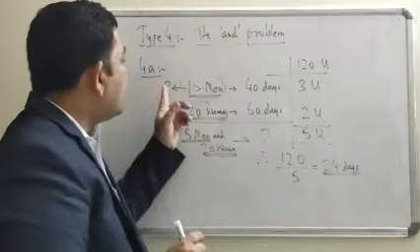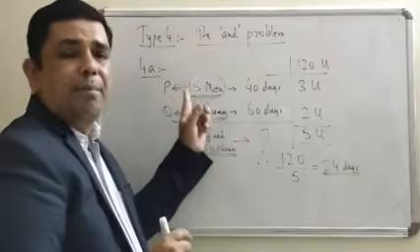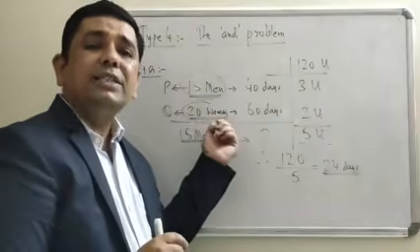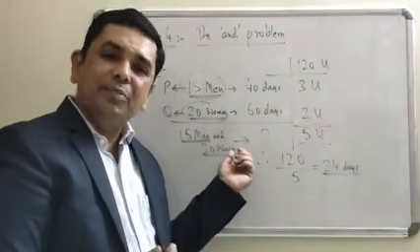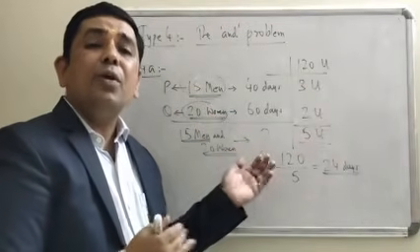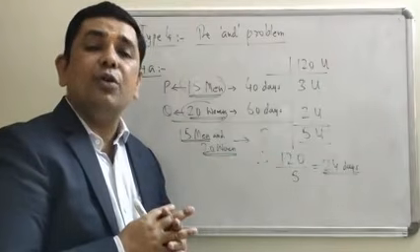Okay. So this is the first subtype of type 4 called 4A. In the subsequent lesson, we will talk about the other 3 subtypes of type 4.